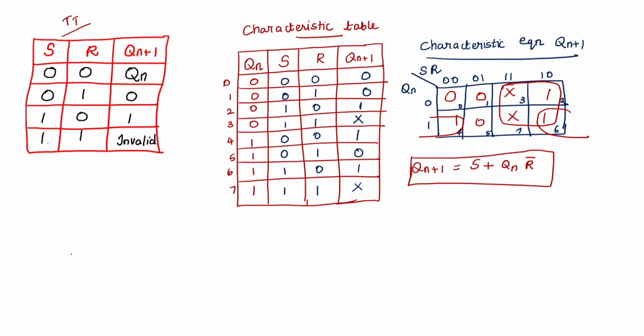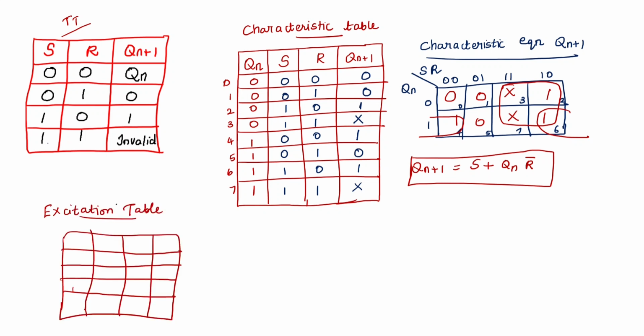After finishing the characteristic equation, we have to find out the excitation table. The excitation table can be derived from the characteristics table. So first put Qn, next Qn plus 1, then S and R. Here for Qn, two zeros, two ones. Qn plus 1, alternating zeros and ones. Then find out the S and R values from this characteristic table.